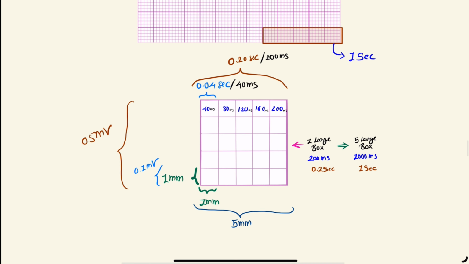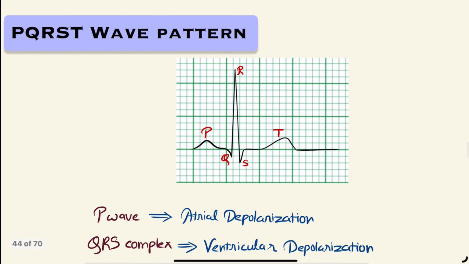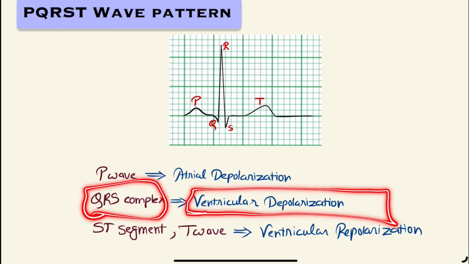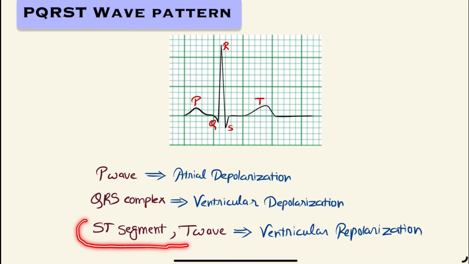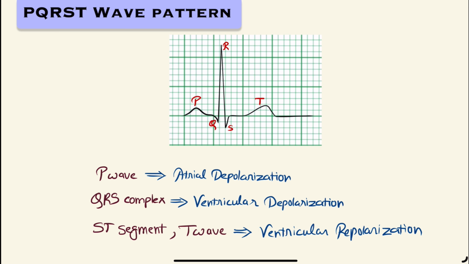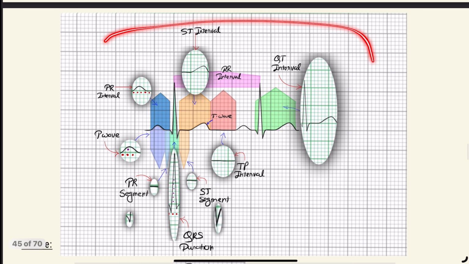Now let's move to the PQRST wave pattern of the ECG. The P wave indicates atrial depolarization. The QRS complex represents ventricular depolarization, and the ST segment and T wave represent ventricular repolarization. Let's take a closer look at these components.